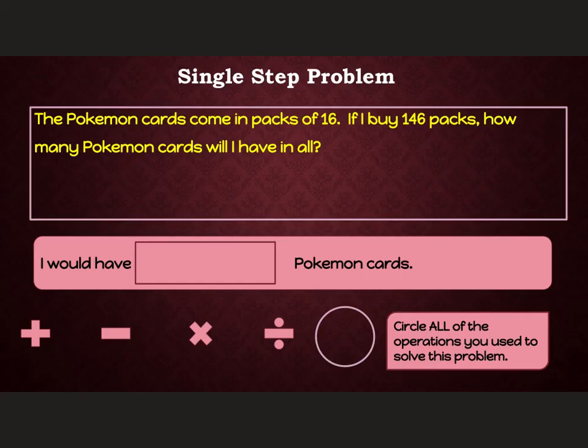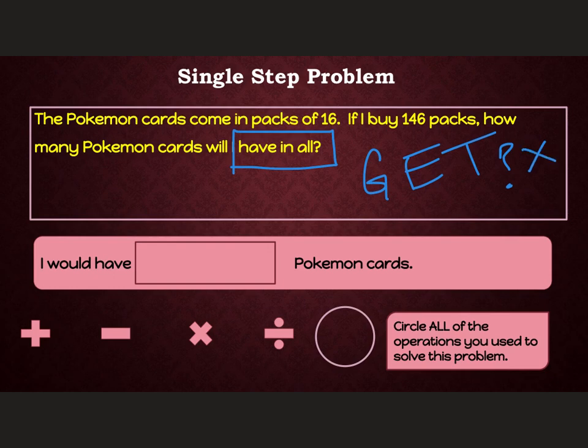This is another single-step problem. The Pokemon cards come in packs of 16. If I buy 146 packs, how many Pokemon cards will I have in all? Okay, as soon as I see this, will I have in all? And then the answer statement, I would have blank Pokemon cards. Well, I'm looking for a total. Remember our strategy. I'm looking for a total. So if I don't have the total, that means I'm multiplying. So I would be multiplying 146 times 16.